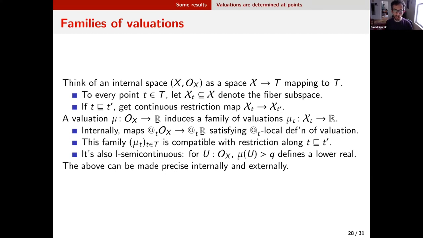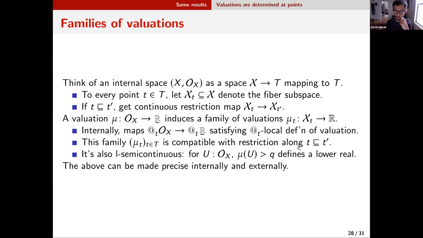So think of an internal space X as a topological space mapping to T. For every point t in T, we'll get a fiber, a subspace over that point, X_t. And if t is a subset of t', then based on how the étale space works, you get a continuous restriction map from X_t to X_t'. A valuation mu from O(X) to R, written logically, induces a family of valuations at these fibers. Basically they're maps from the sheafification of O(X) to the sheafification of the lower reals, but you don't have to know what that means really. Basically, we're just getting valuations at every point.